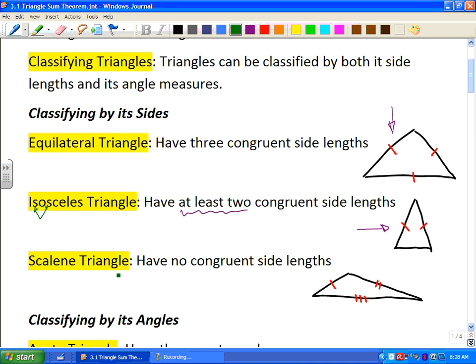All right. A scalene triangle is very basic. All 3 sides are different. If you got 2 sides that are the same, it's going to be one of the other 2. All 3 sides are different in a scalene triangle. Any questions?